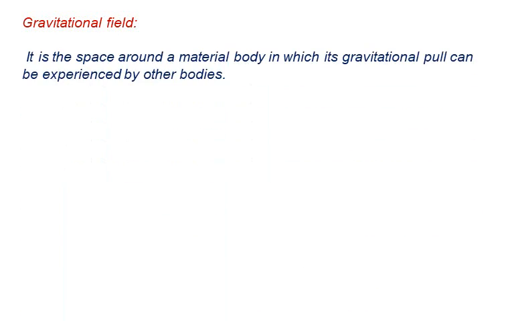Gravitational field. Two bodies attract each other by gravitational force even if they are not in direct contact. This interaction is called action at a distance. It can be best explained in terms of the concept of field. According to the field concept, the space surrounding a material body within which its gravitational force of attraction can be experienced is called its gravitational field.